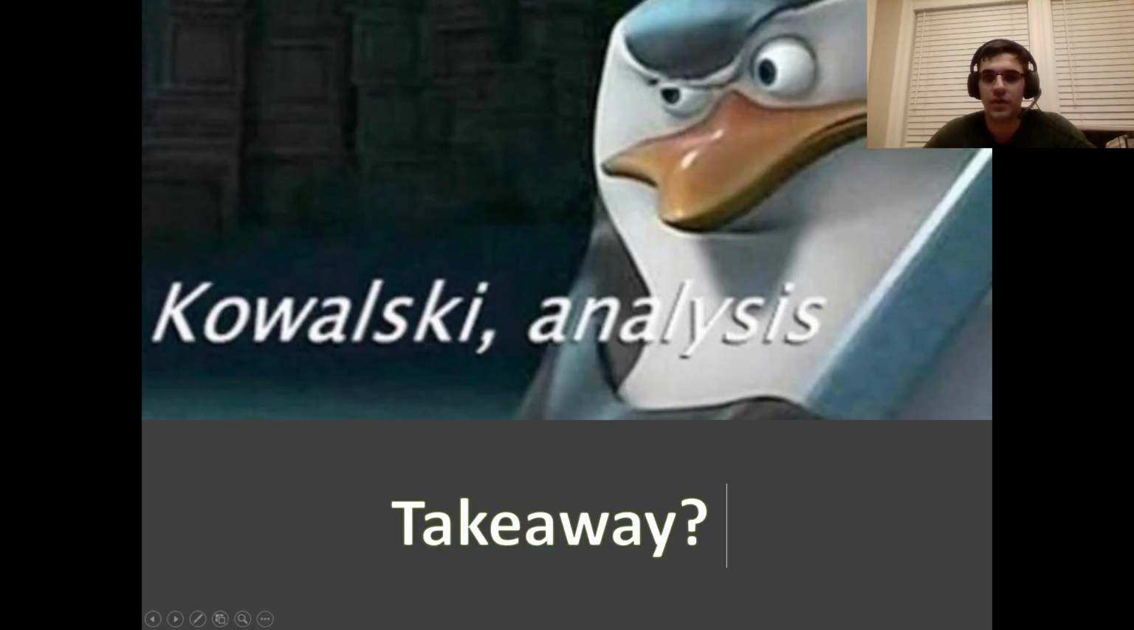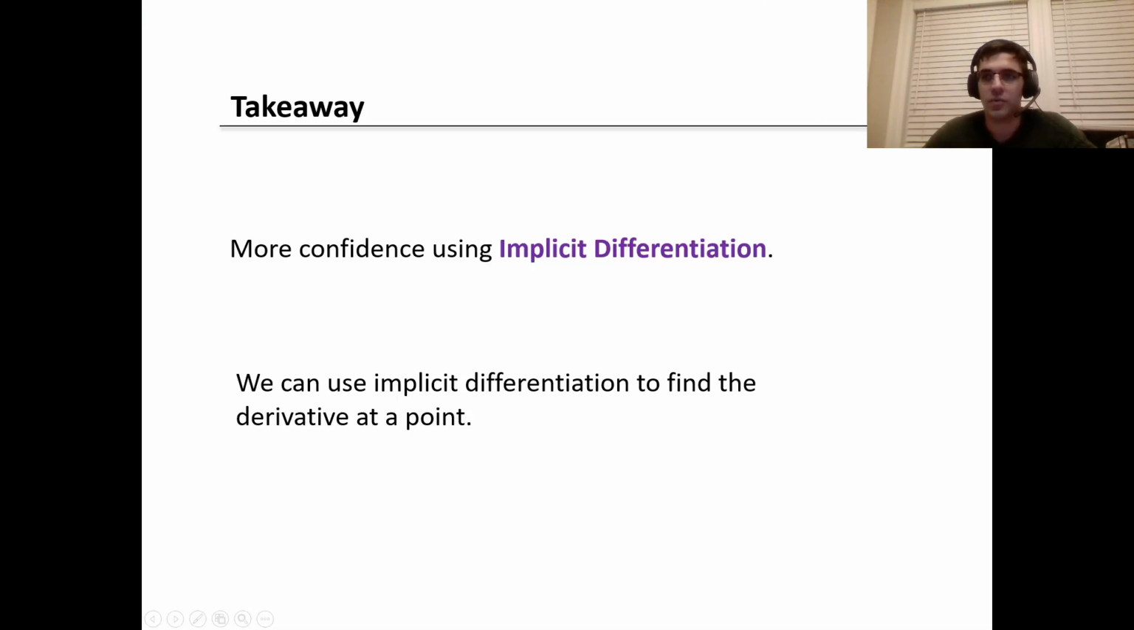Okay, so takeaway here, we can use implicit differentiation, building more confidence with it. We now know what it looks like notation-wise to take the derivative at a point, and we know how to do it.